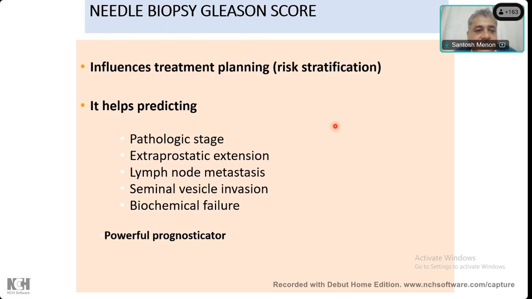Okay. So the needle biopsy Gleason scoring is the most powerful prognosticator. Yes. And it helps predict the pathological stage, the extraprostatic extension, lymph node metastasis, seminal vesicle invasion. So there are nomograms. Nomogram means there are several charts or kind of pointers. There are point-based systems. Depending on the pattern 4, the number of cores involved, the length of cores involved, the PSA level, they can help in predicting these for a patient of prostate cancer. And that's why needle core Gleason score is a very important prognosticator.